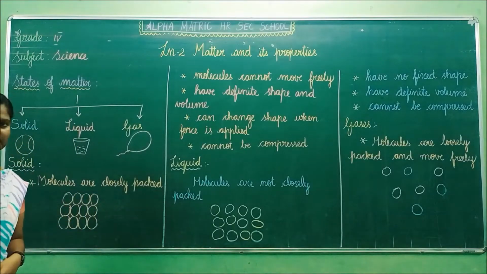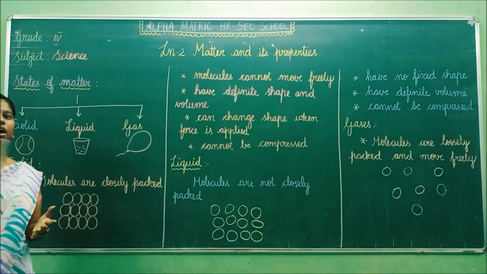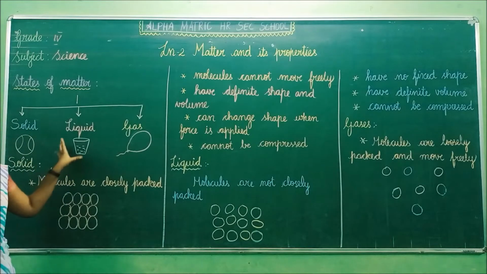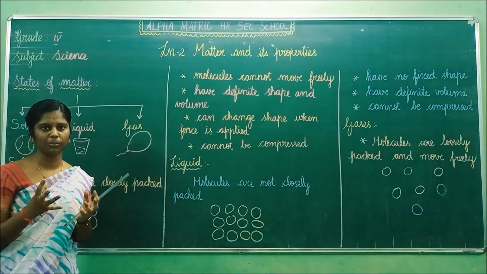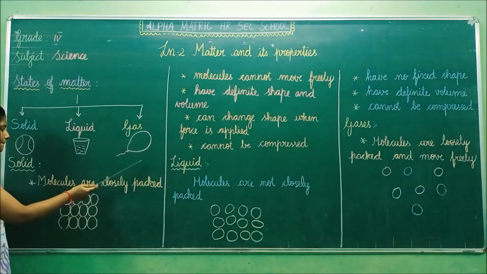Now we are going to see some examples for solid, liquid, gas. Say some examples for solid. Ball, chair, table, book, water bottle, all these things are solid. Say some examples for liquid: water, milk, drinks. Cool drinks too, yes. These come under liquid. Gas means, see, helium gas. You have a balloon, no? A balloon contains helium gas. So an example for gas is a balloon.